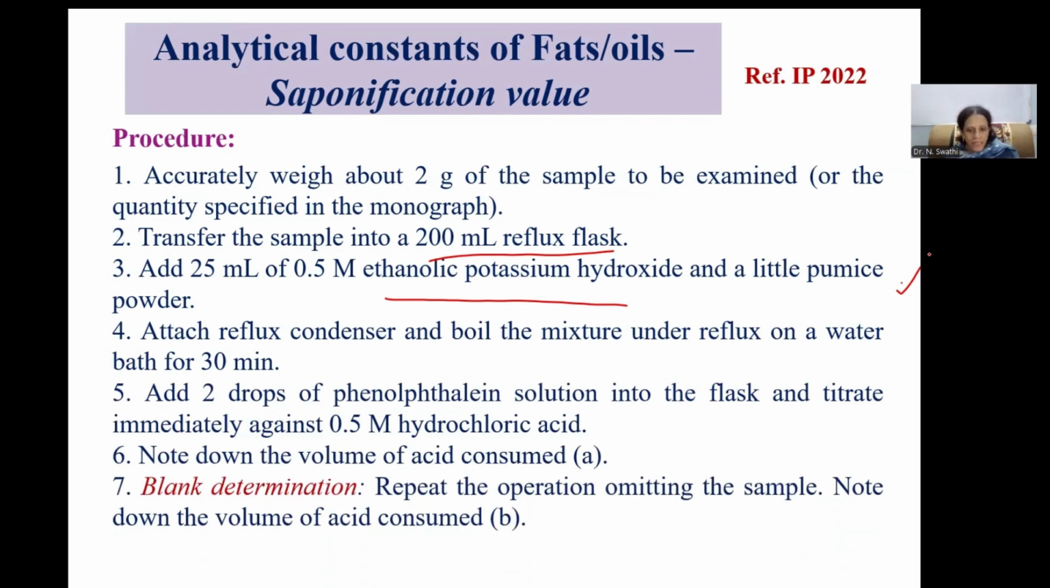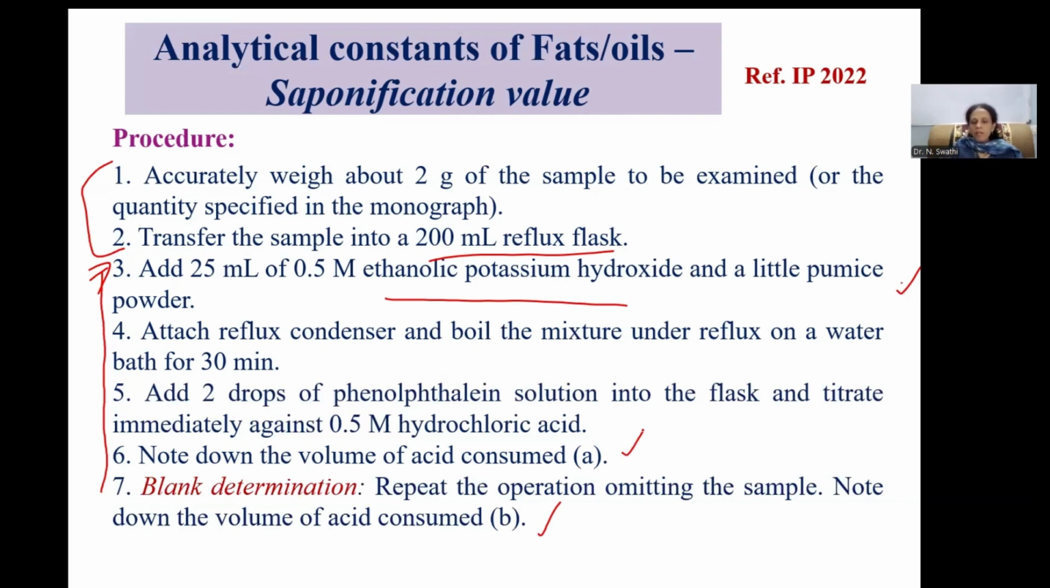Now again perform a blank titration. So what is the meaning of blank titration? That means we will be repeating the same titration by omitting the sample. That means we need not do the first two steps. So perform the blank titration from the third step onwards. That means you will be adding 25 ml of 0.5 molar ethanolic potassium hydroxide and porcelain chips. Then boil the contents for 30 minutes, add phenolphthalein indicator and titrate using hydrochloric acid. Whatever the volume rundown in this particular titration, consider it as B ml. So A is the initial volume, and B is the value corresponding to the blank titration.